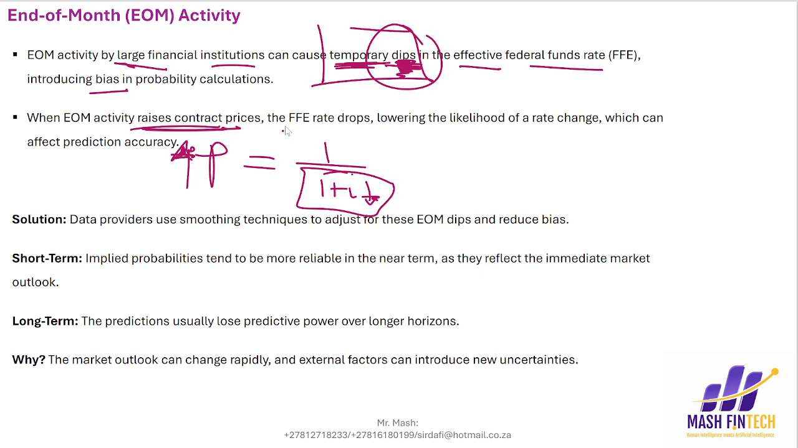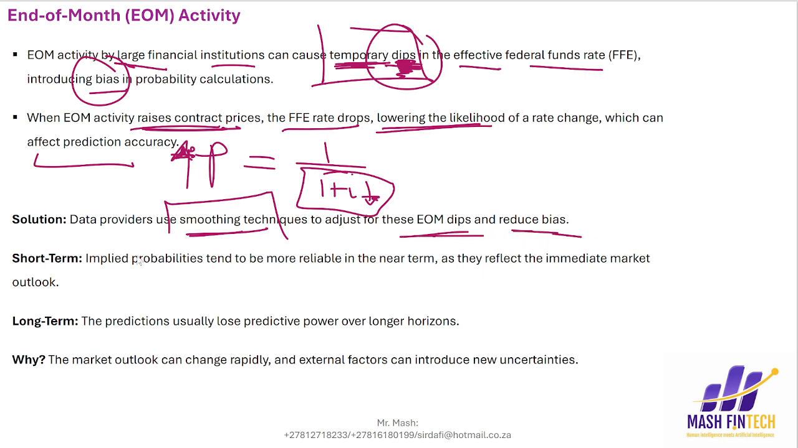The effective federal funds rate is going to drop, and this is going to reduce the probability of a rate change, which can affect prediction accuracy. To deal with these biases and prediction accuracies affected by end of month activities, data providers will use smoothing techniques. You remember this from your quantitative techniques or statistics. Things like moving averages, exponential smoothing, removing seasonality. All of these techniques can be used to adjust the end of month dips and reduce bias.